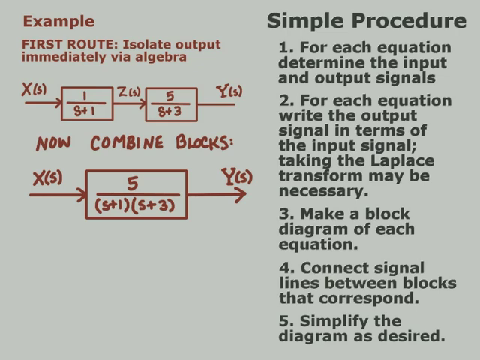We can then combine the blocks because clearly these blocks are just being multiplied together. So we find the final transfer function, 5 over (s plus 1)(s plus 3). That's the relationship between the input X(s) and the output Y(s) for this system.